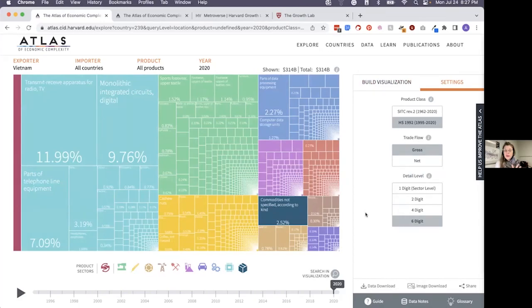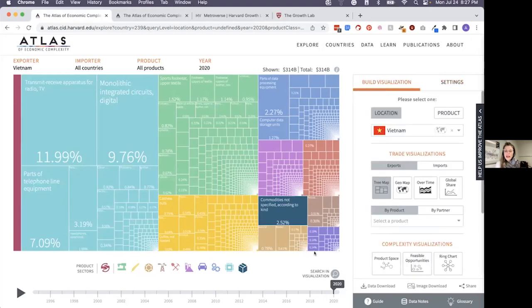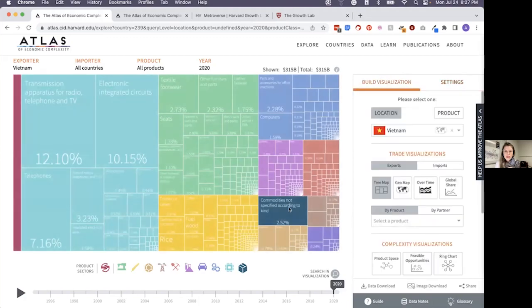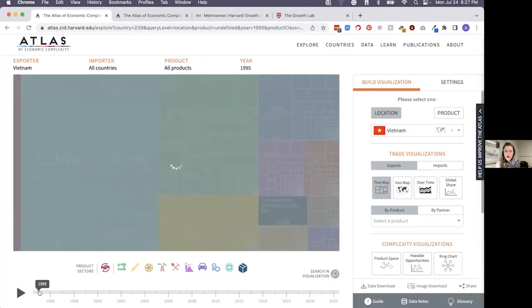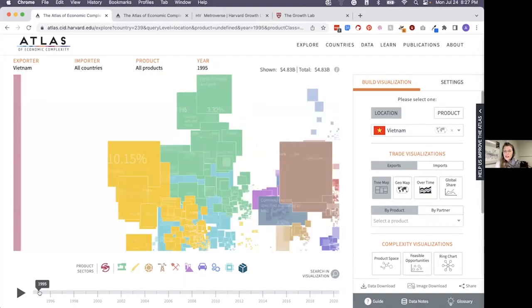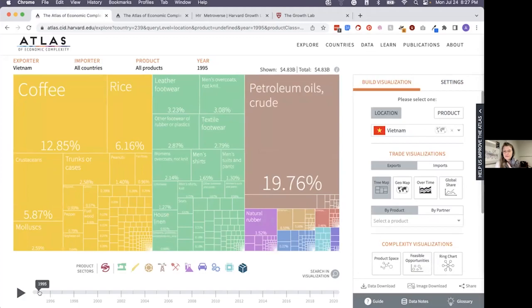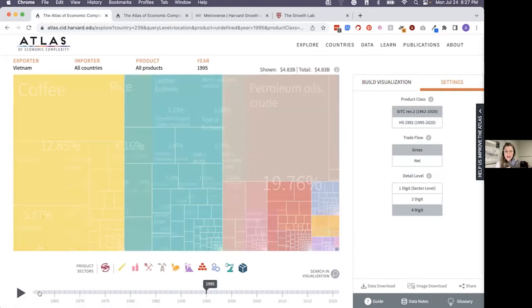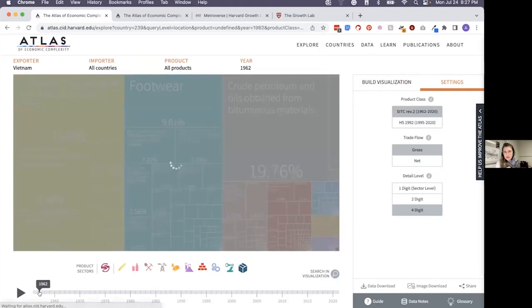Timelines are super important in the Atlas. Not only do people want a snapshot of an export basket, but you want to be able to go back in time as well. So I'll bring us back to 4-digit data. And as you can see down here at the bottom of the visualization, we have a timeline going back all the way to 1995 if you're in the HS categorization, or you can switch this to SITC and you can go all the way back to 1962.